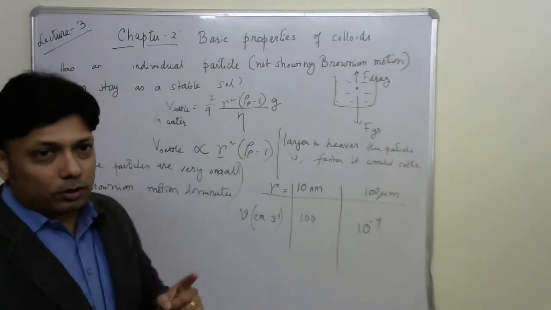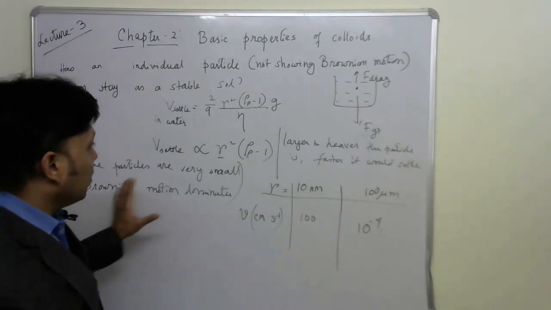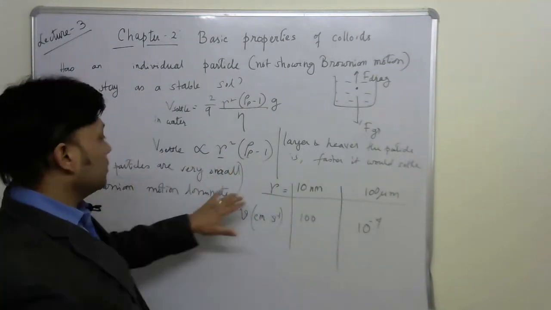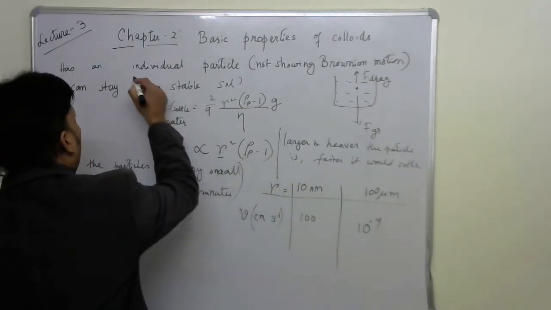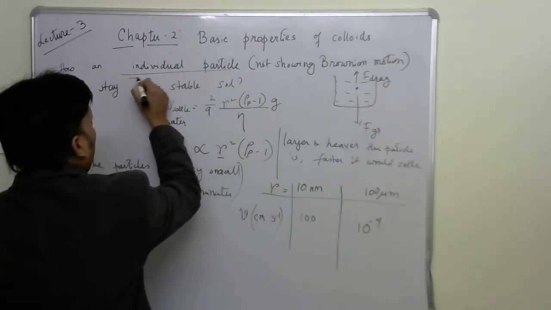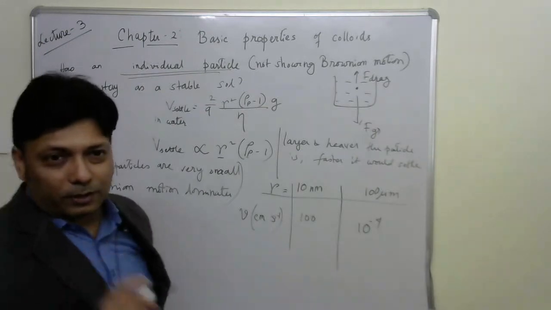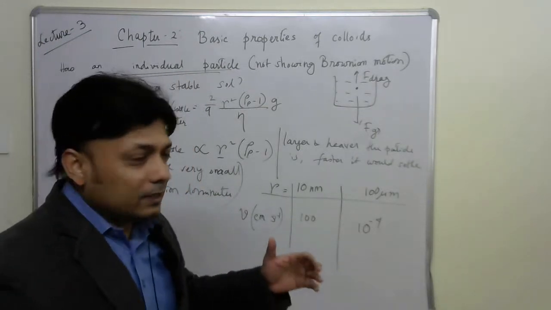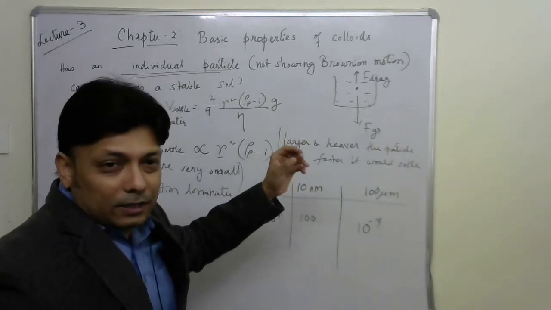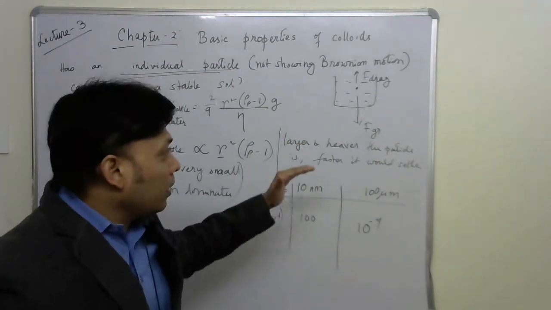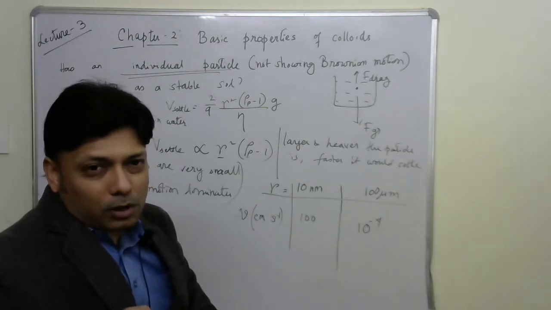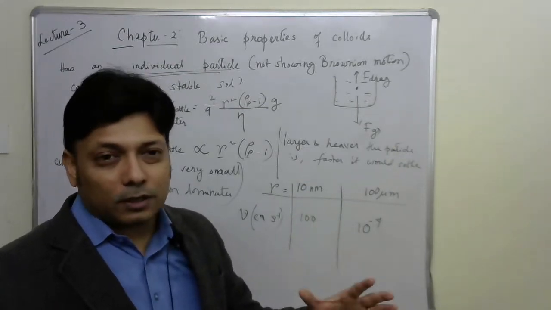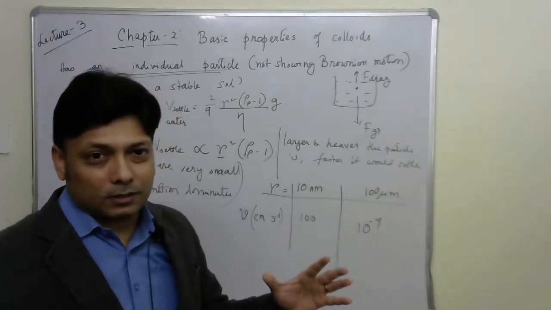But the most important thing, let me tell you once again, is that all of these numbers, these Brownian motion numbers and this equation, we are applying on an individual particle. But as you know already, this colloidal phase or sol is not about an individual particle. There is a collection, an assembly, a large number of particles.